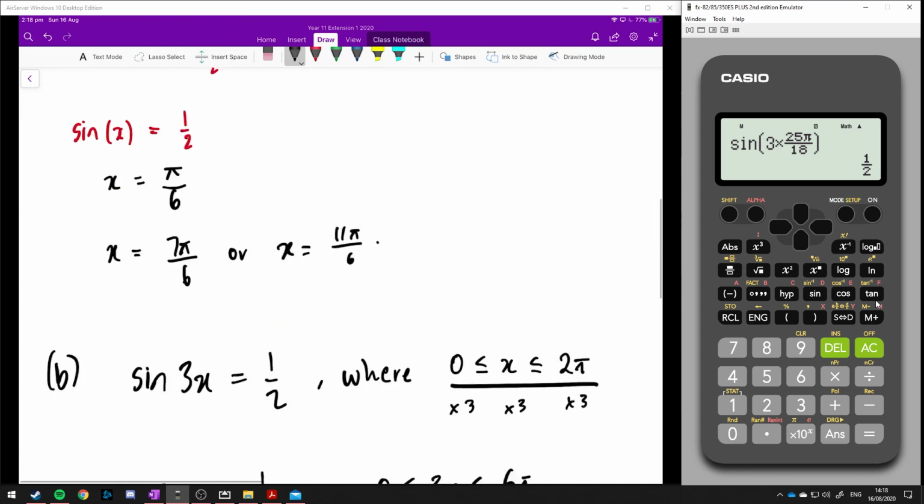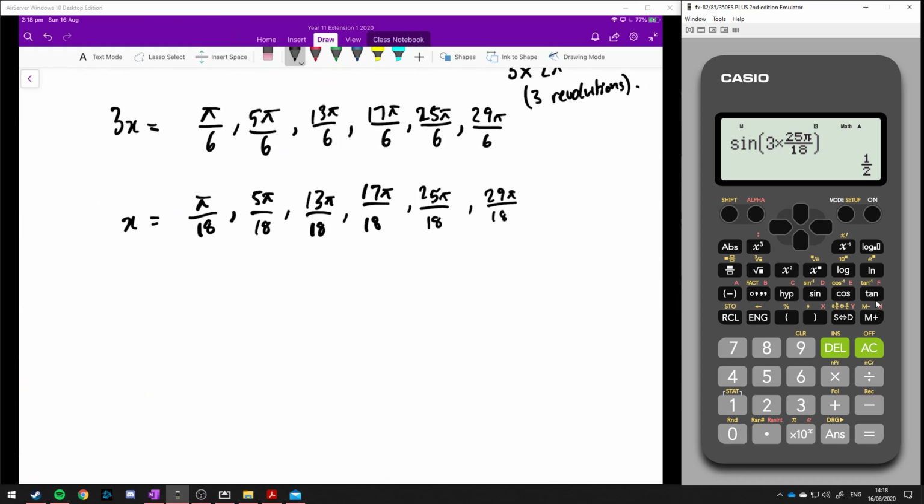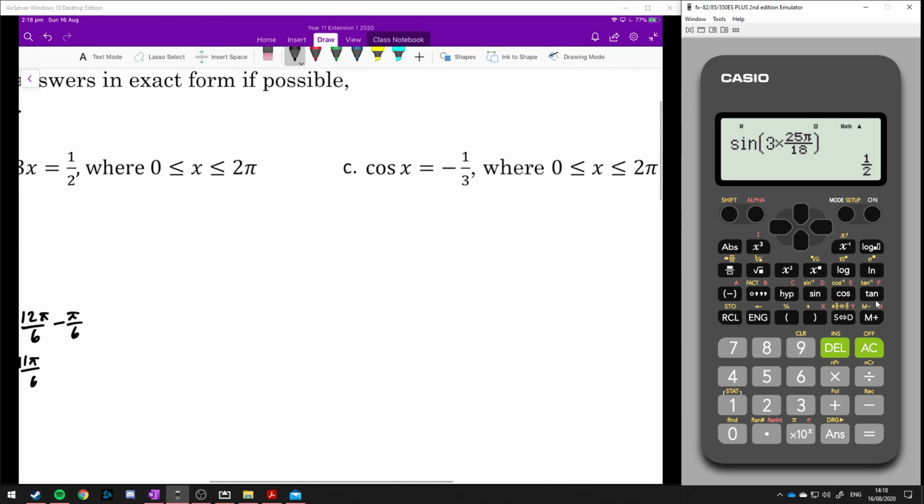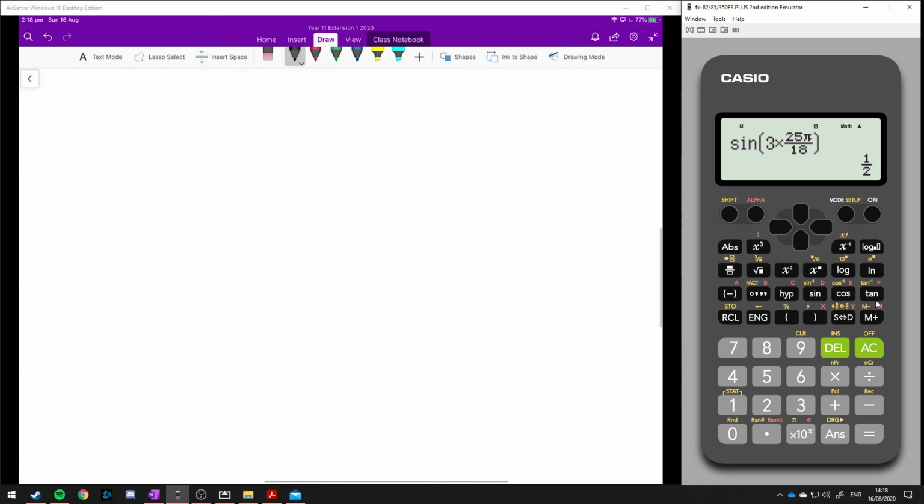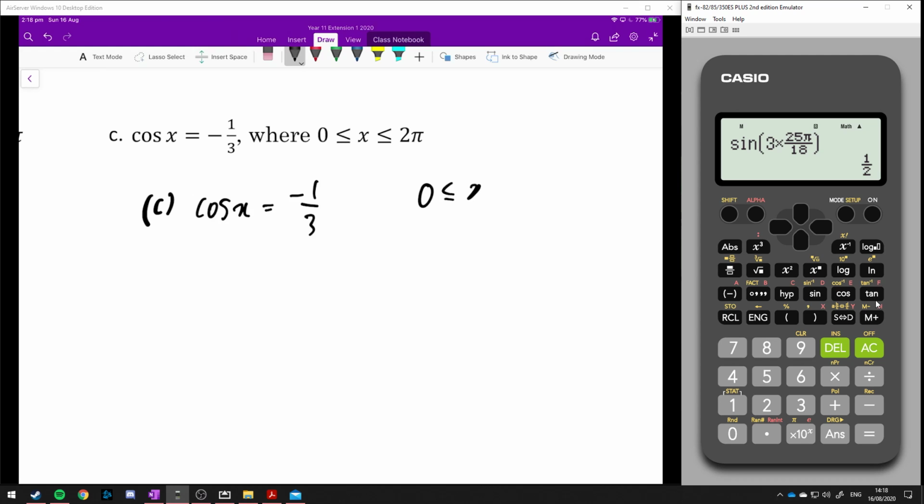Now part C says it's equal to -1/3. I believe that was cos. So cos x is equal to -1/3 between 0 and 2 pi. So similar to before, we want to get a value when it's just a -1/3. It's not too tricky, it's just a matter of finding what our value was.